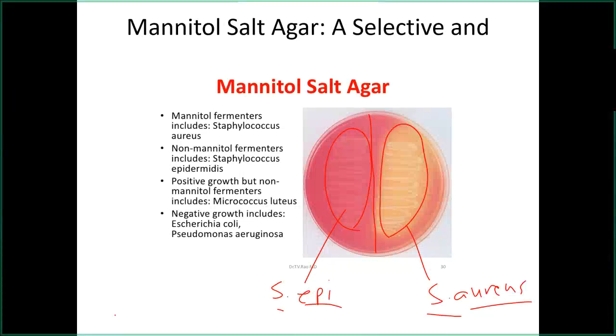Mannitol salt agar. This is a good one for investigating gram-positive cocci. Gram-positive cocci are among those that are commonly found in the skin flora of organisms. And so they'll grow on this, and we can differentiate them on the basis of mannitol fermentation.